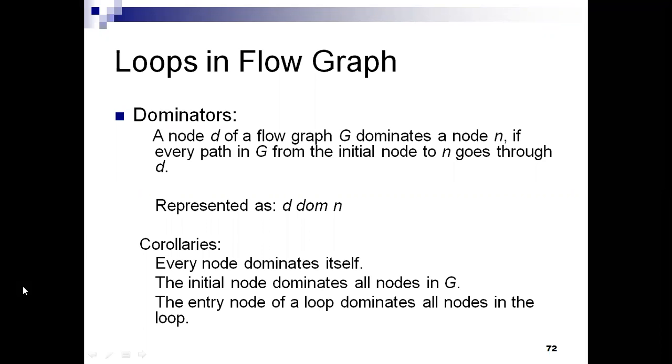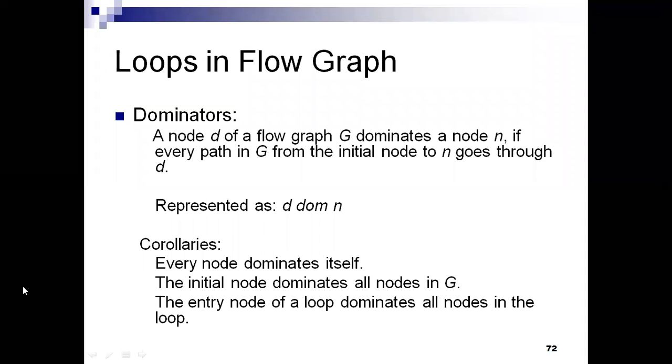And here every initial node dominates all the remaining nodes. Because it is the start of the graph, it should dominate the remaining nodes in the flow graph. And similarly, every node dominates itself, just as we make self loops. Every node dominates itself. These are the conditions.